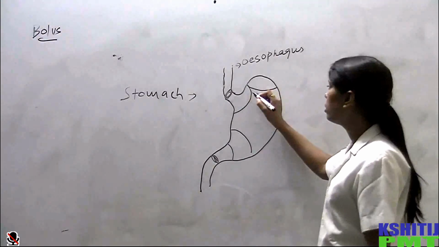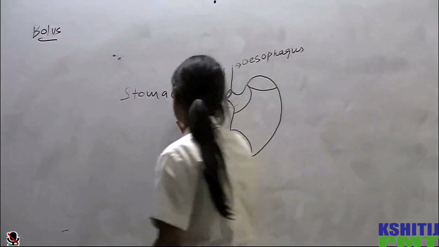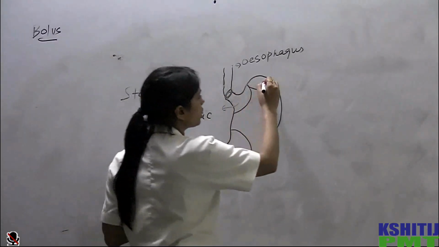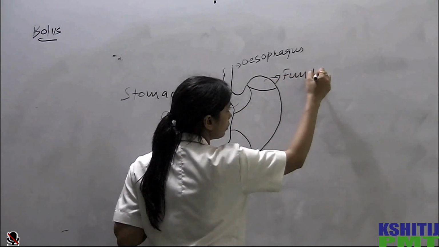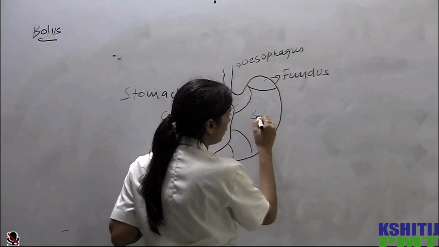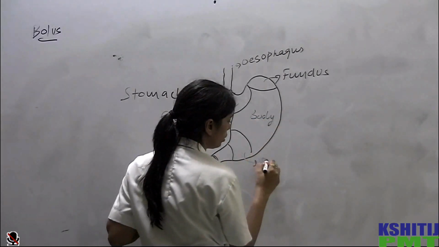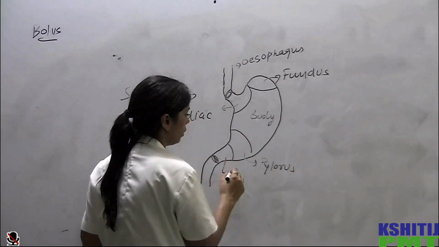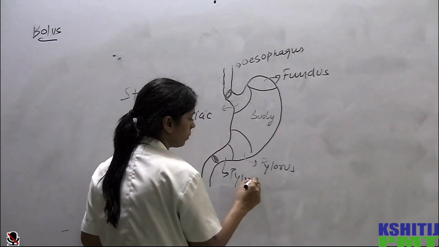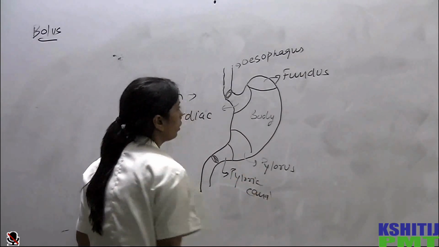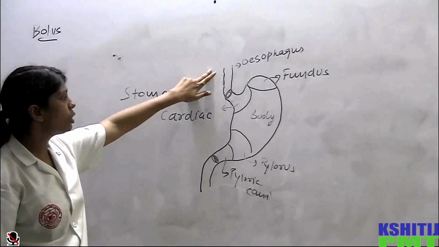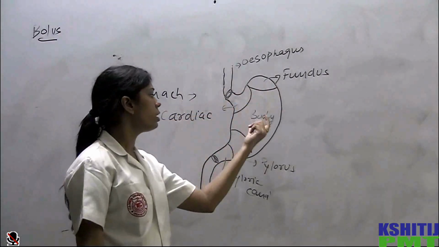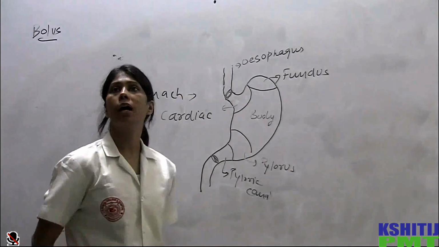This is called the cardiac part. This is called the fundus. This is the body. Pylorus. Pyloric canal. So this is your esophagus, which continues into the stomach. This is your cardiac part, this is your fundus, this is body, this is pylorus, and this is pyloric canal.